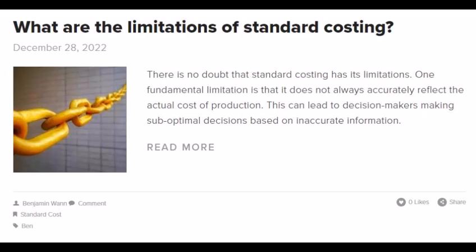Finally, standard costing can incentivize managers to manipulate cost figures to meet targets. For example, if a manager knows that his bonus is based on meeting a particular standard cost target, he may be tempted to cut corners to achieve this.